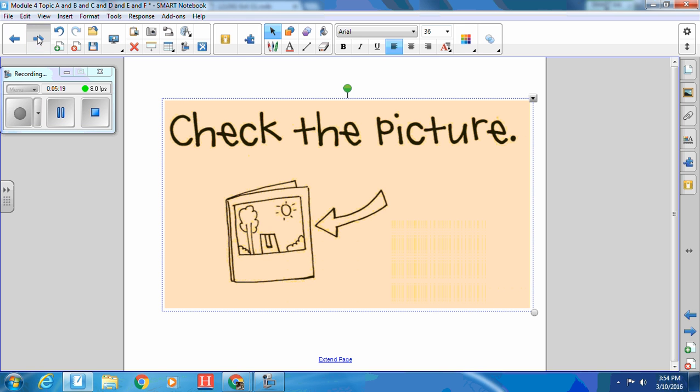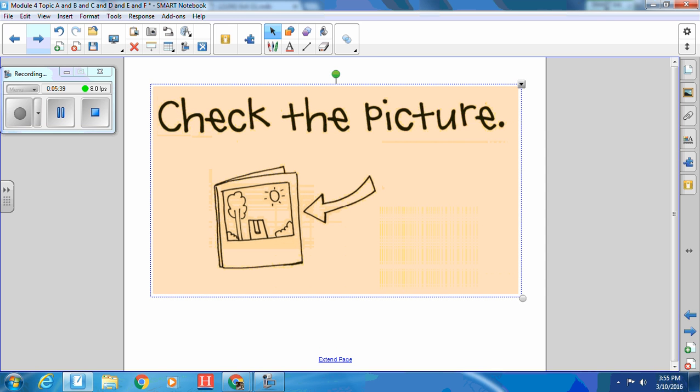Moving along, this is getting into the Reader's Workshop. These are the strategies that I am teaching them when they come across a word that they don't know. So we've already chosen a book that we're going to read. What happens when we get to a word we don't know? First thing they should be doing is checking the picture. Can I figure out what the word is by looking at the picture?